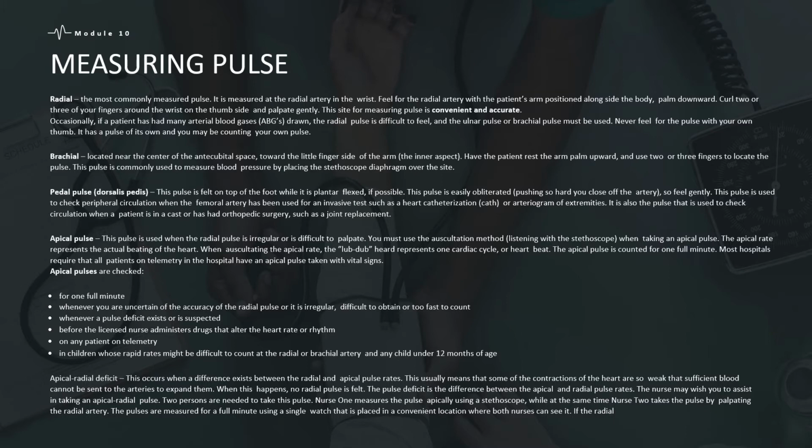The nurse may wish to assist in taking an apical radial pulse. 2 persons are needed to take this pulse. Nurse 1 measures the pulse apically using a stethoscope, while at the same time Nurse 2 takes the pulse by palpating the radial artery. The pulses are measured for 1 full minute using a single watch that is placed in a convenient location where both nurses can see it.